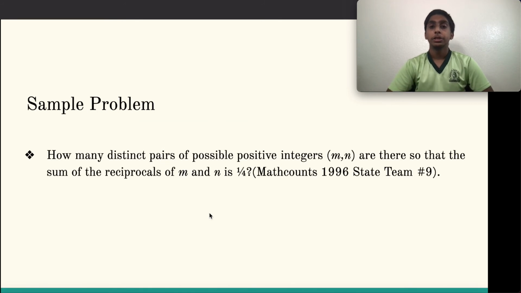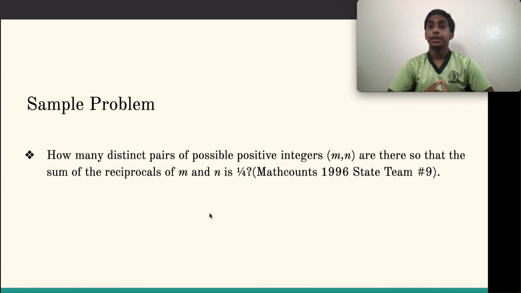Okay, so here's our sample problem. How many distinct pairs of possible positive integers m and n are there so that the sum of the reciprocals of m and n is 1/4? If m and n are confusing to you, simply substitute with x and y. This is from the state team round of Mathcounts in 1996. So go ahead, pause the video, and try to solve this problem. This one is a little complicated, but it's not too hard.